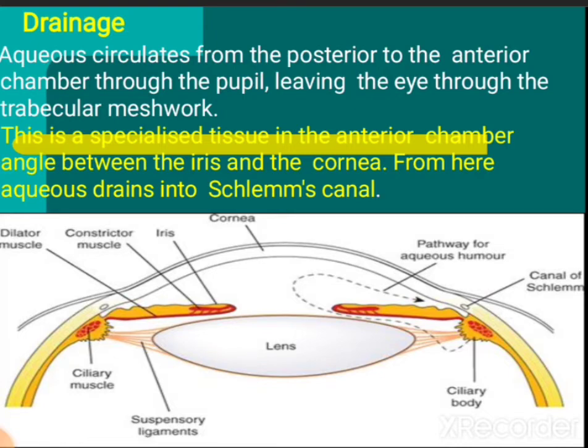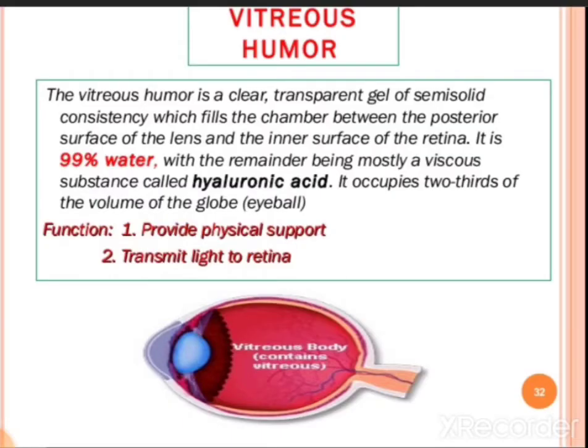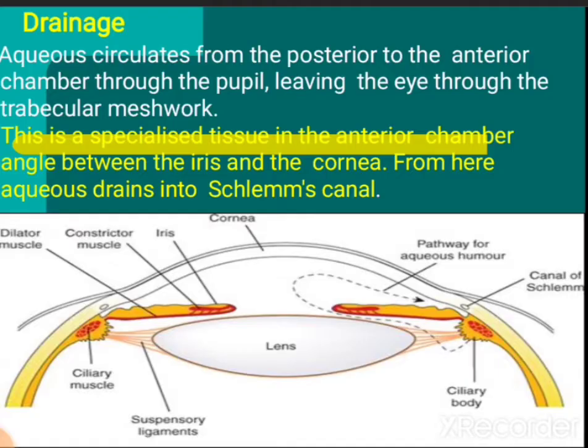So we can see over here the drainage. It is formed in the ciliary body, then it enters into the posterior chamber, then into the anterior chamber, and then it enters into the canal of Schlemm.